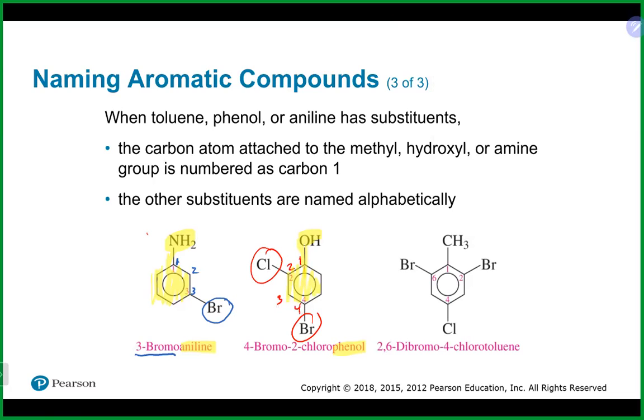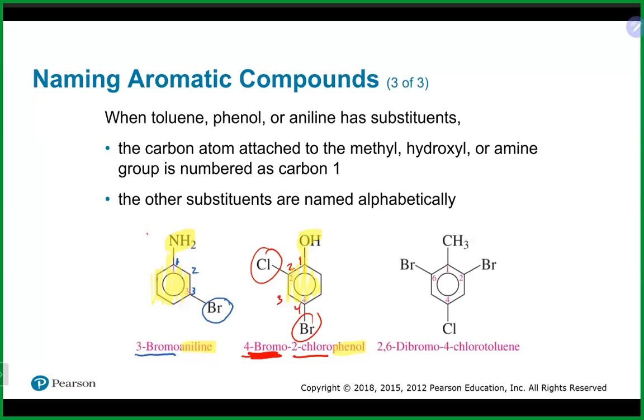The reason we don't go clockwise in this case is the first group would end up at carbon number 4, right? So 4 is obviously bigger than 2. So we do want to go counterclockwise in this case. And that gives us the location of each of those. 4-bromo. So even though it has the larger number, alphabetically it comes first because B before C. And 2-chlorophenol in this case. Any questions on how we get to that name there?